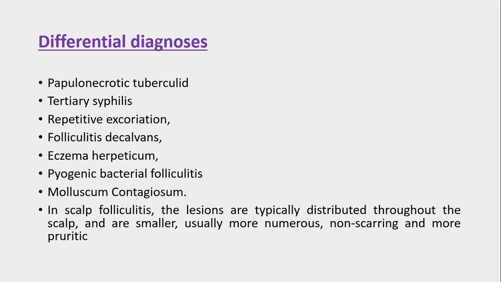Differential diagnoses are long, and include papulonecrotic tuberculid, tertiary syphilis, repetitive excoriations, folliculitis decalvans, eczema herpeticum, pyogenic bacterial folliculitis, molluscum contagiosum. And one more differential is scalp folliculitis, in which the lesions are typically distributed throughout the scalp and not just the frontal hairline, and they are numerous and non-scarring. Otherwise, acne necrotica varioliformis will leave varioliform scarring.